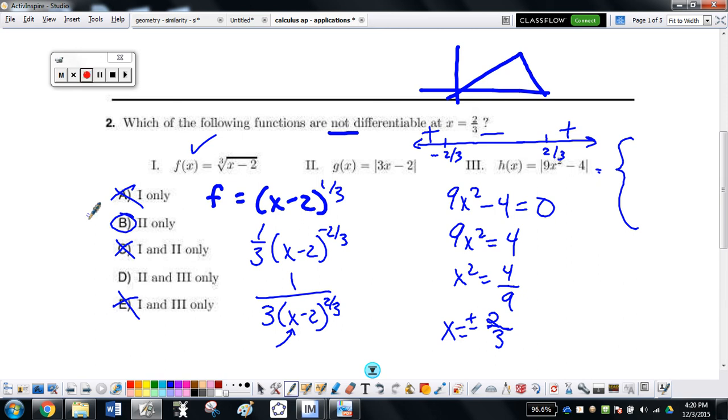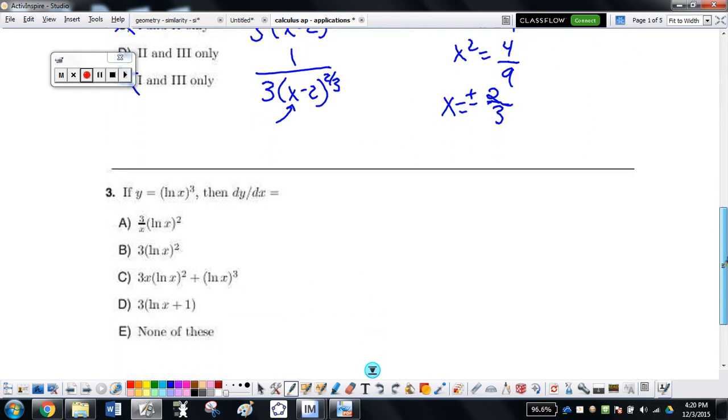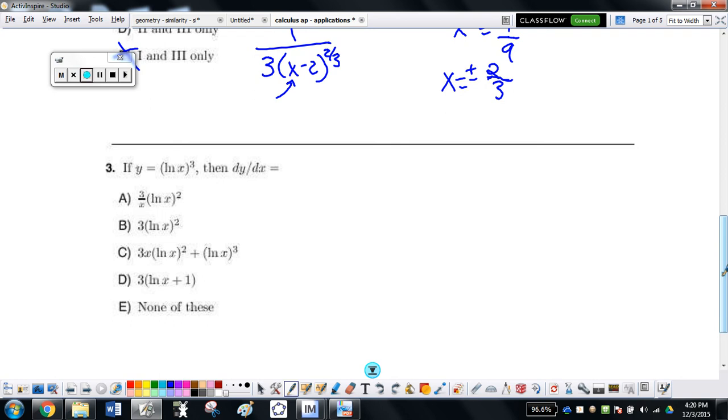I'll spend more time on that one, but I don't want to stress too much on that problem because it's not. It is a calculus problem, but a lot of it's not very calculus heavy. Let's look at number 3. Number 3 is a nice, good, healthy problem. It's not gross. Y equals ln of x quantity cubed, find dy dx.